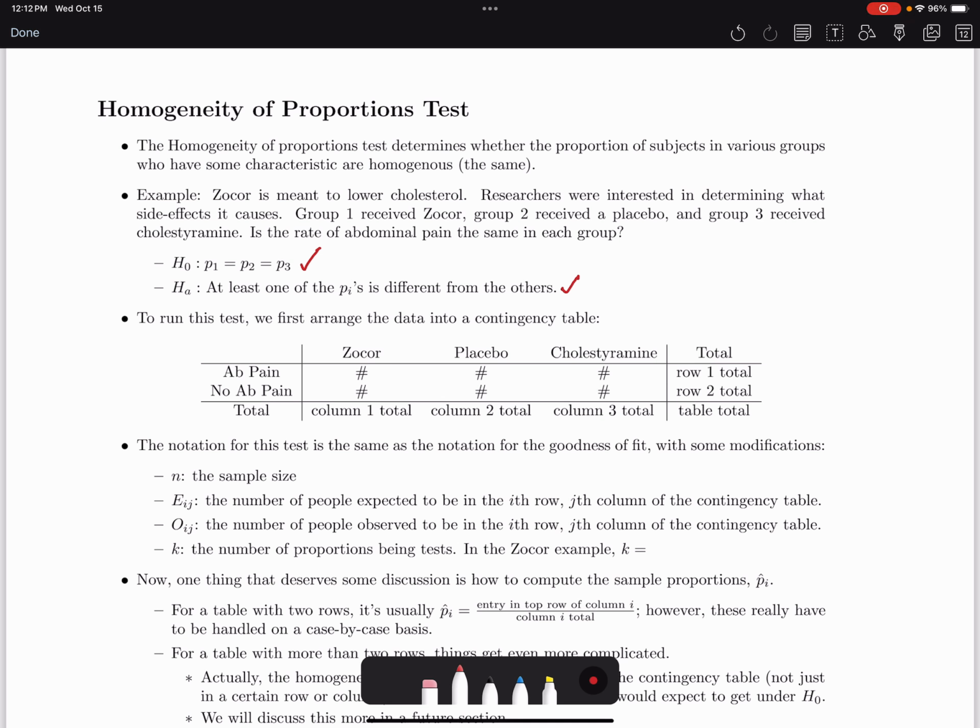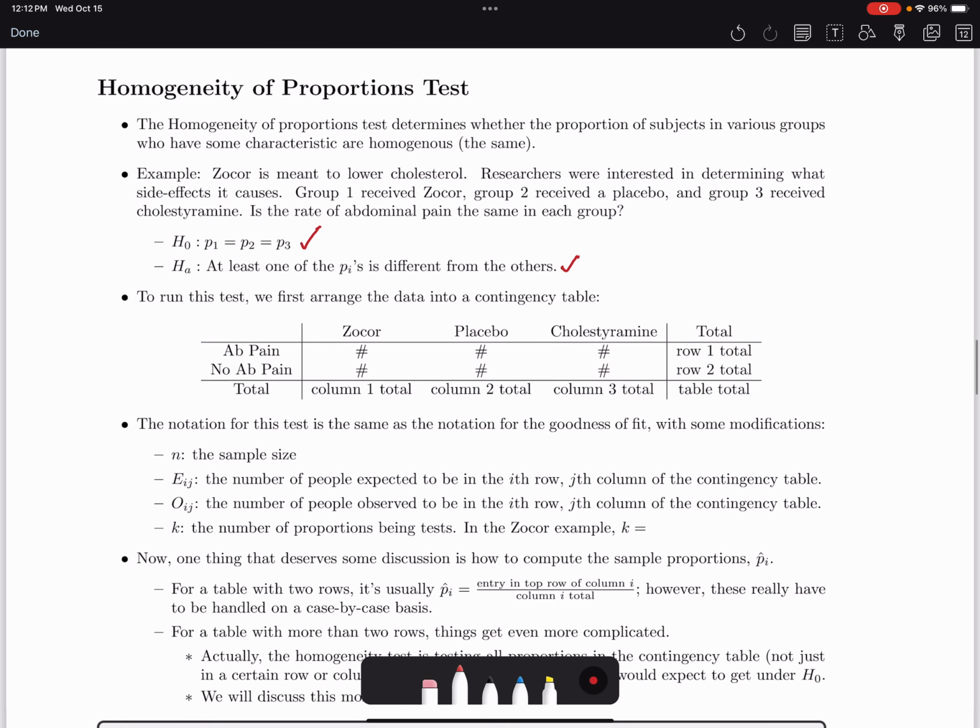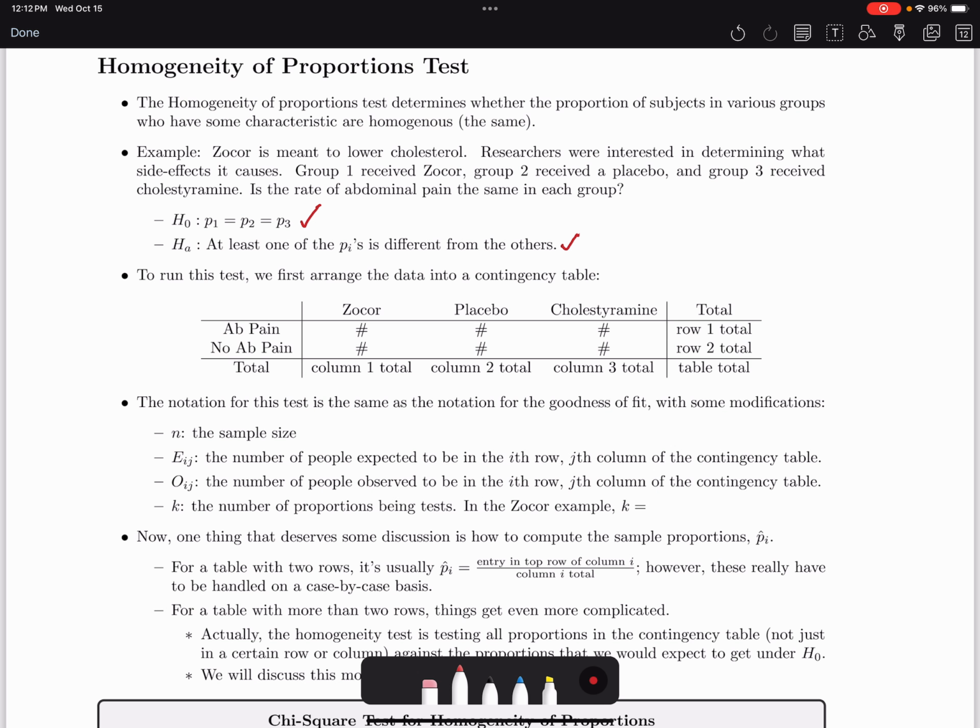Now, to run this test, we're going to arrange the data into a contingency table. Most of the time, that table will be given to you. And most of the time, the table will only consist of this portion of it. It probably won't give you the totals, but ArtofStat will compute those totals for us. So this table we would call a 2x3 because there are 2 rows and 3 columns, right? So let me relabel this: 2 rows and 3 columns, so it's a 2x3 table.